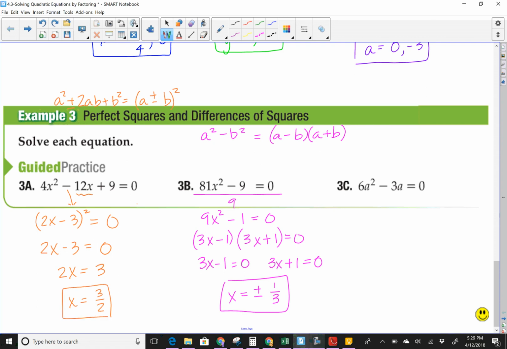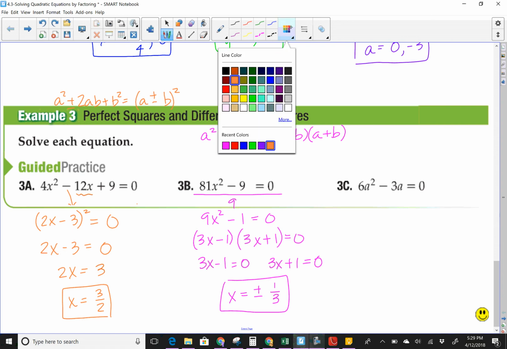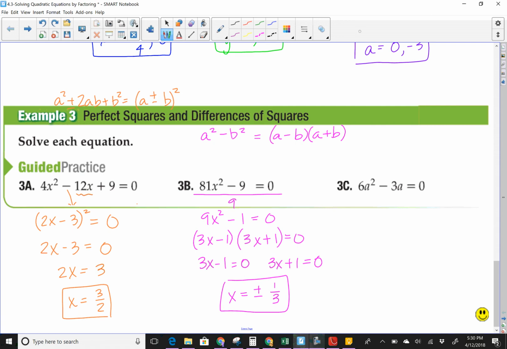I hope that y'all are thinking, anyway, how many solutions and what the graph is. This graph is tangent. There's only one solution to it. This graph, of course, crosses it in two different places. All right, on to the next one.